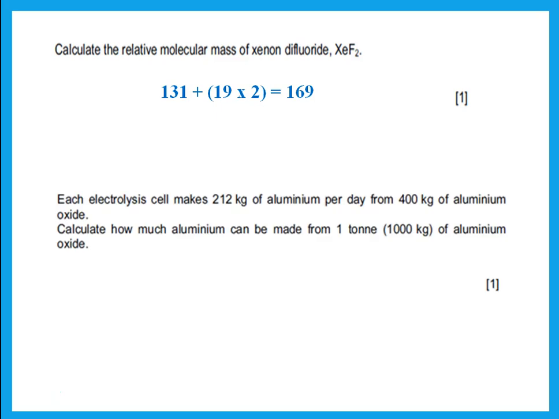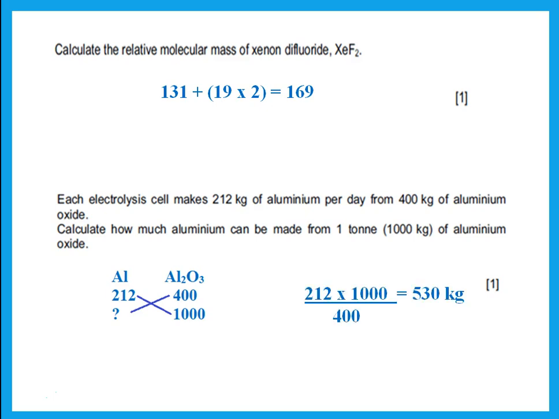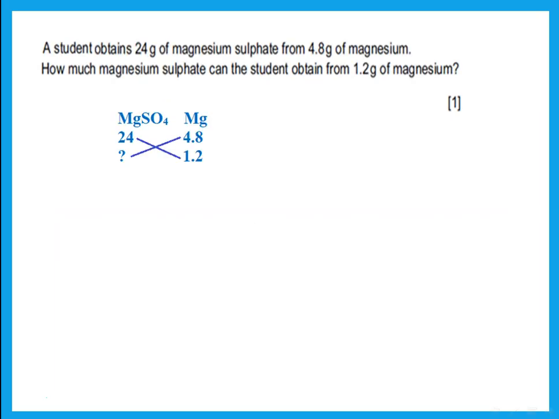This question says each electrolysis cell makes 212 kilograms of aluminium per day from 400 kilograms of aluminum oxide. That means I have 212 of aluminium from 400 of aluminum oxide. Now, how much aluminium from 1000 kilograms of aluminum oxide? Again, this is straightforward cross multiplication, and that gives you the answer. These questions should be relatively easy. If you're not sure of them, please try and solve them again on your own.